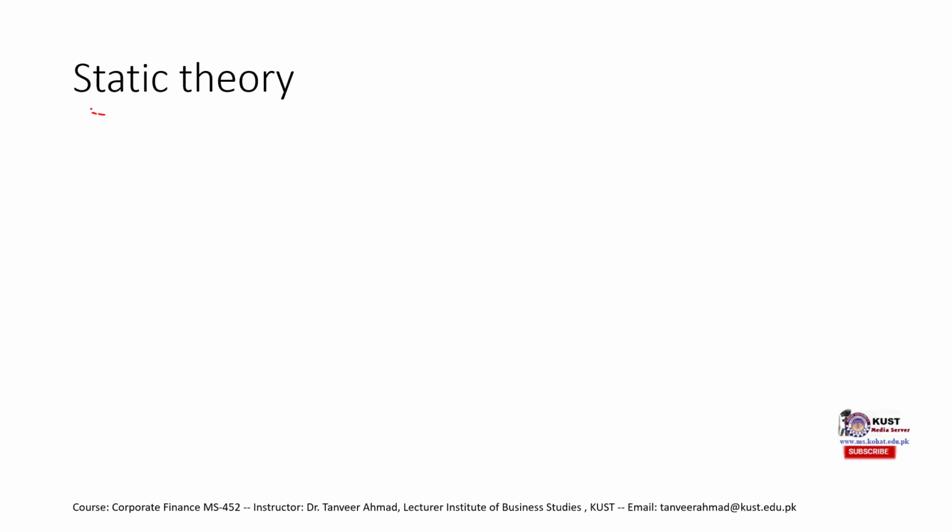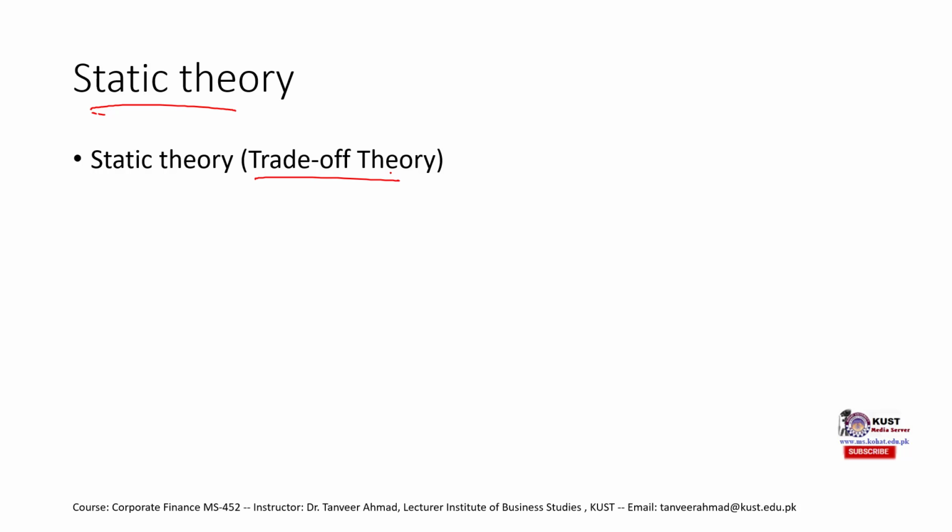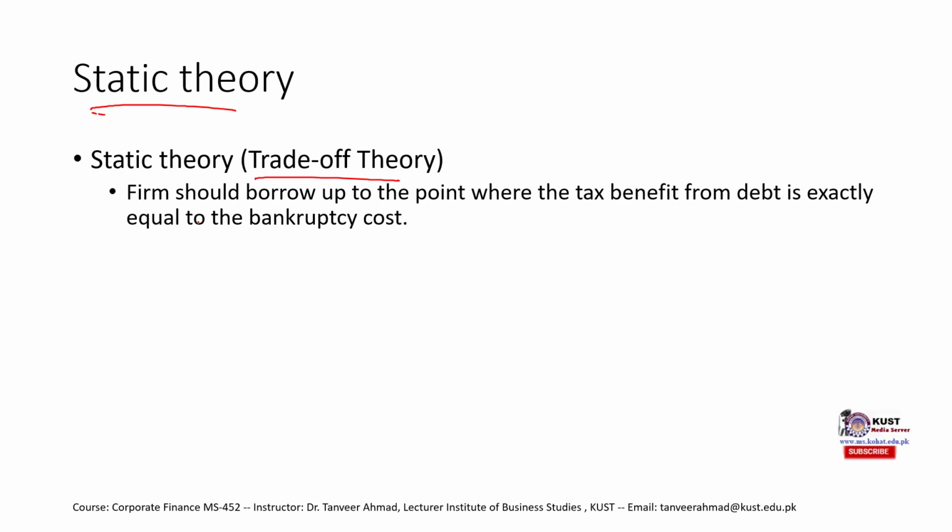So the static theory is the theory that considers the bankruptcy cost as well. And it's also called trade-off theory. And we will explain why that is so. It says that the firm should borrow up to the point where the tax benefit from the debt is exactly equal to the bankruptcy cost.